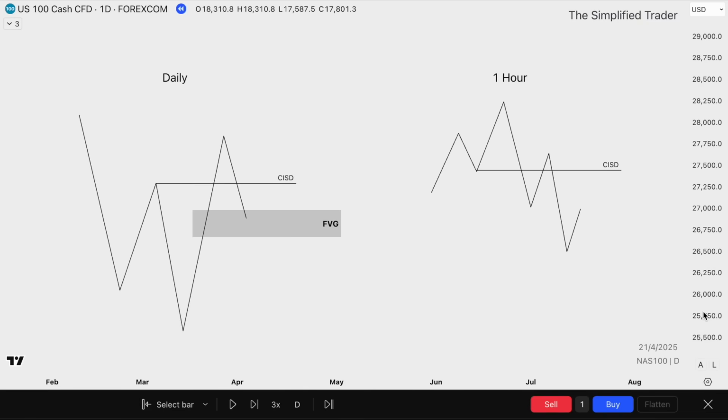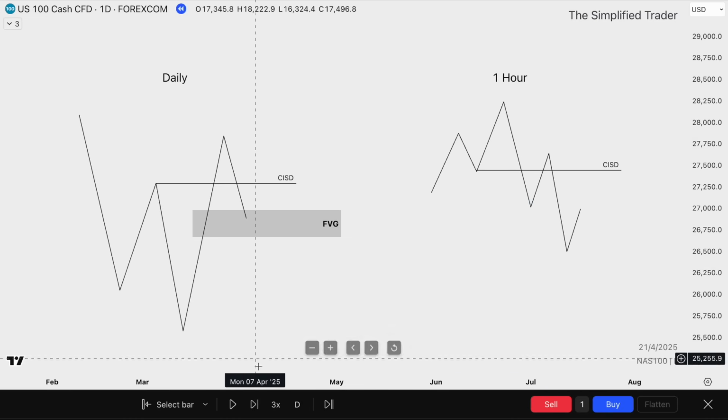Now, before moving into some real chart examples, I want to explain the concept of top-down analysis using this drawing over here. On the left-hand side, we have a daily time frame. On the right-hand side, we have an hourly time frame. This is from the same asset.